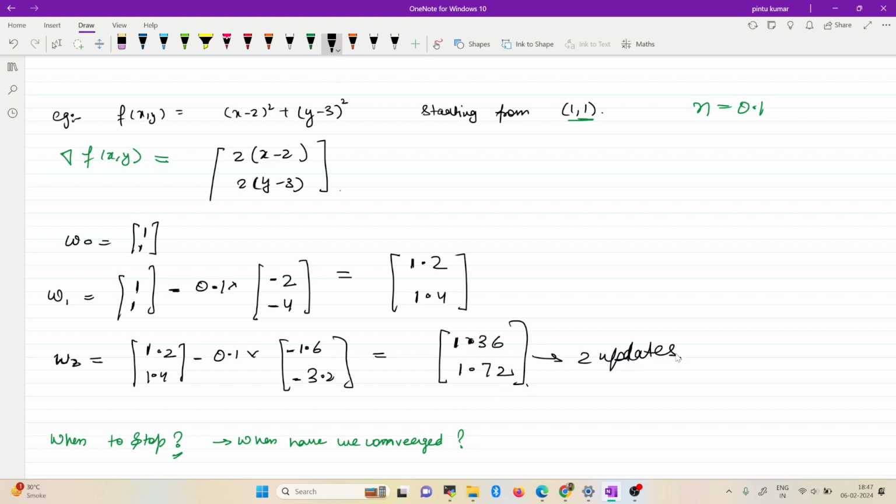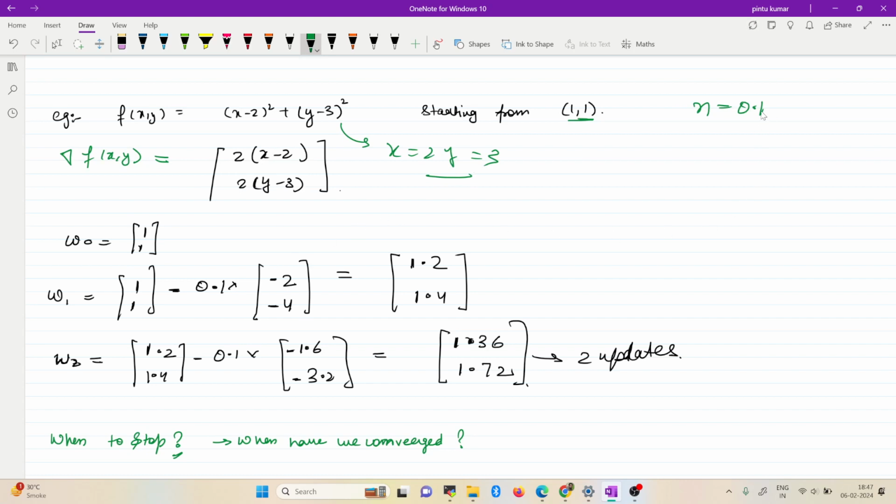Here in this example, you can clearly see what the minimum point is for this example, right? So x is equal to 2 and y is equal to 3 is the minimum point for this particular function. Here it attains value 0, otherwise it is always positive.